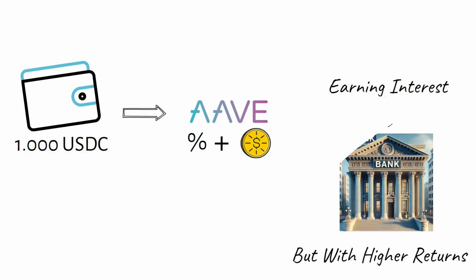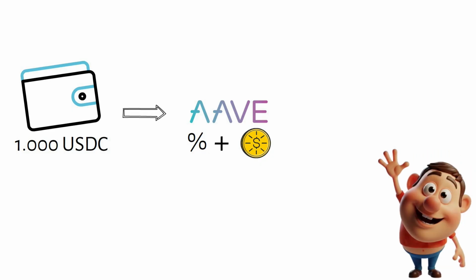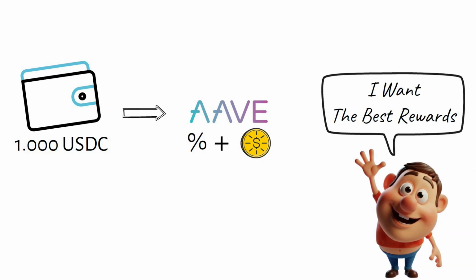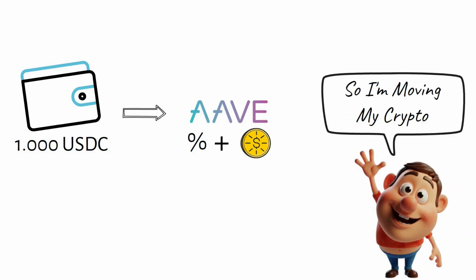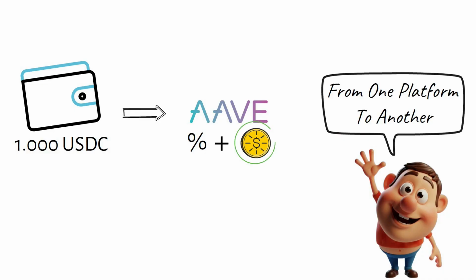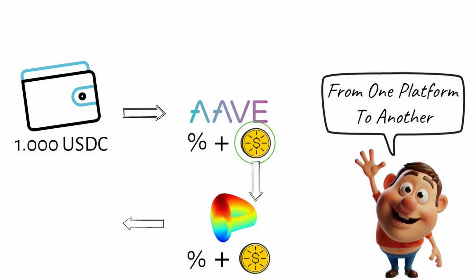much higher returns. Now, yield farming takes that idea a step further. It's like trying to get the best rewards possible by moving your crypto from one platform to another. For example, you might earn a token on one platform, then take that token and use it on another platform to earn even more rewards. Some people keep repeating this process to try and maximize their gains.